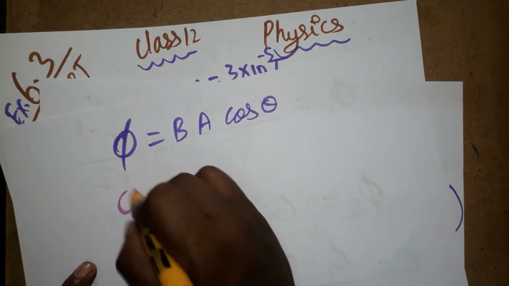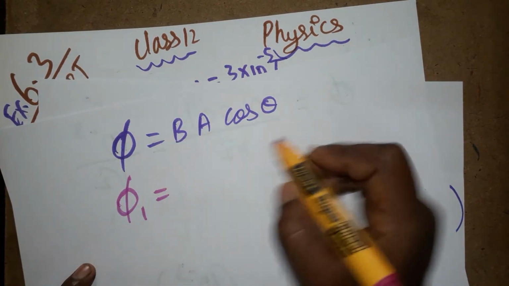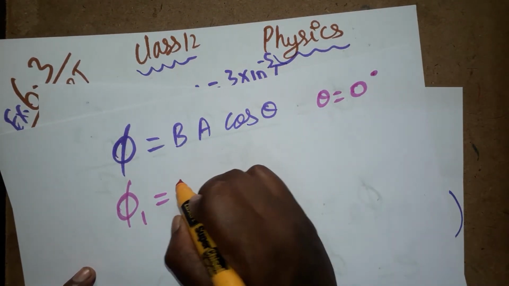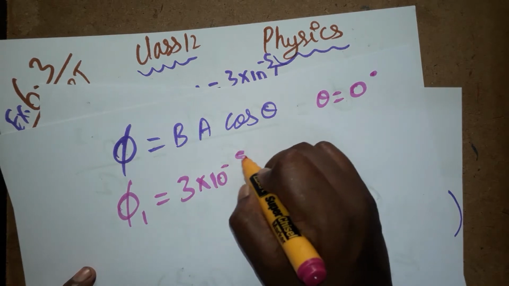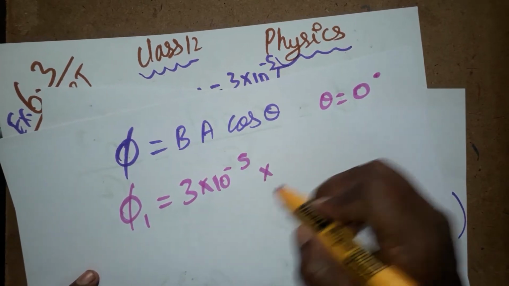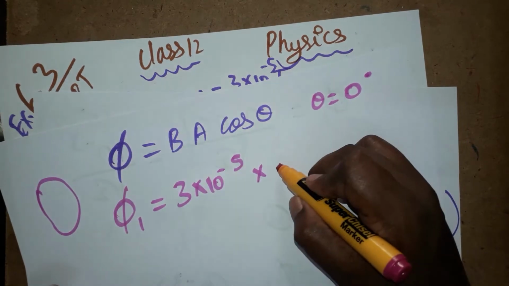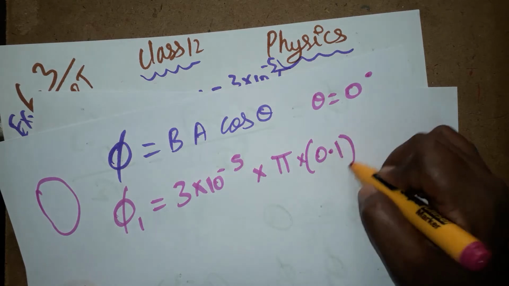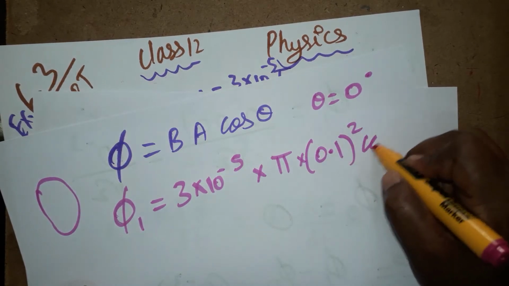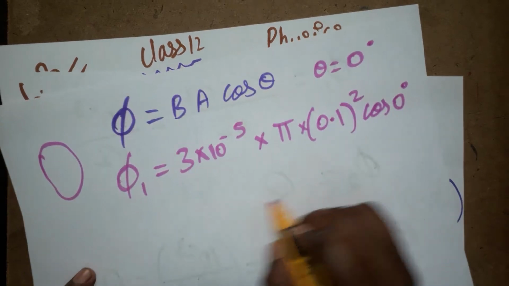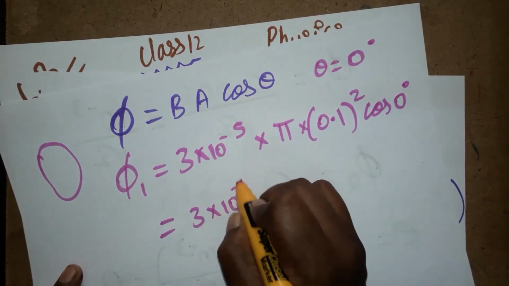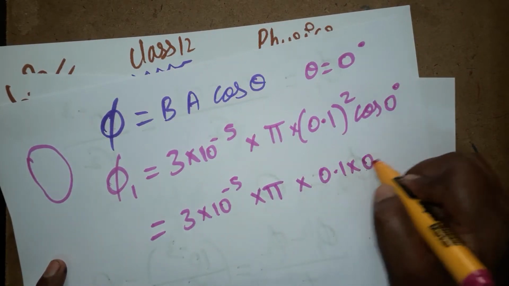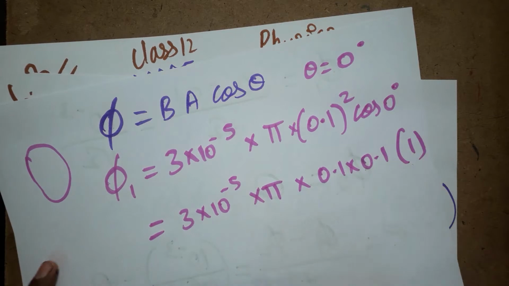Flux 1 is when theta is 0 degree, flux 2 is when theta is 180 degree. B is given as 3 into 10 power minus 5 Tesla. Area is for a circular coil, so it is pi r square. The radius is 10 centimeter, so 0.1 whole square, cos 0 degree. Cos 0 degree is plus 1. So 3 into 10 power minus 5 into pi into 0.1 into 0.1, with cos theta as 1.